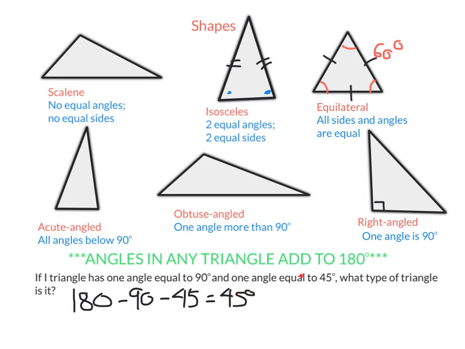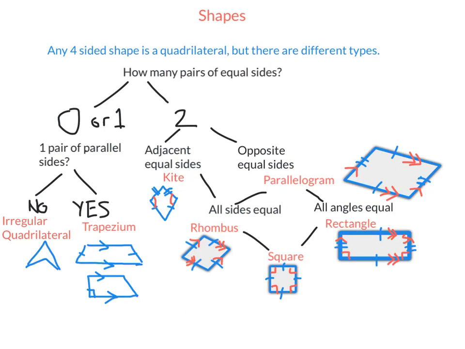Because it has 2 equal angles, it must be an isosceles triangle. Because it has a right angle, it must be a right-angled isosceles triangle. So when you're asked what type of triangle something is, you must give angle and side name. Alright, let's now move on to different types of quadrilaterals.